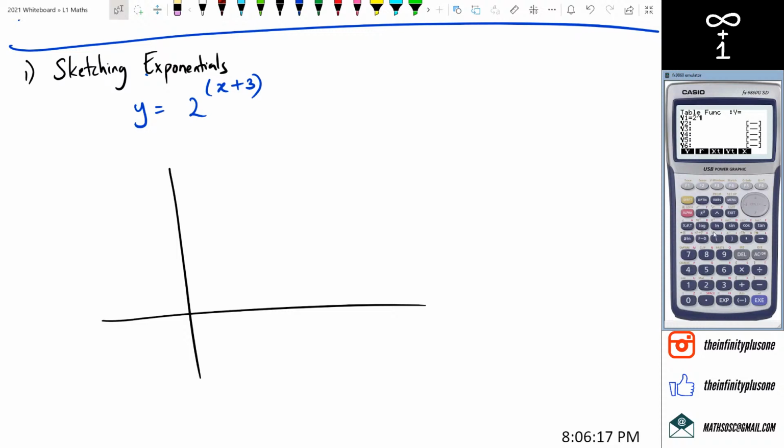Now this is really important: you guys actually need to put the x plus 3 in a bracket, because if you don't put the x plus 3 in a bracket, the calculator would actually think that this is what you're trying to put. No brackets means the calculator is going to think this way. So that's why we want to make sure we put the brackets and we put x plus 3.